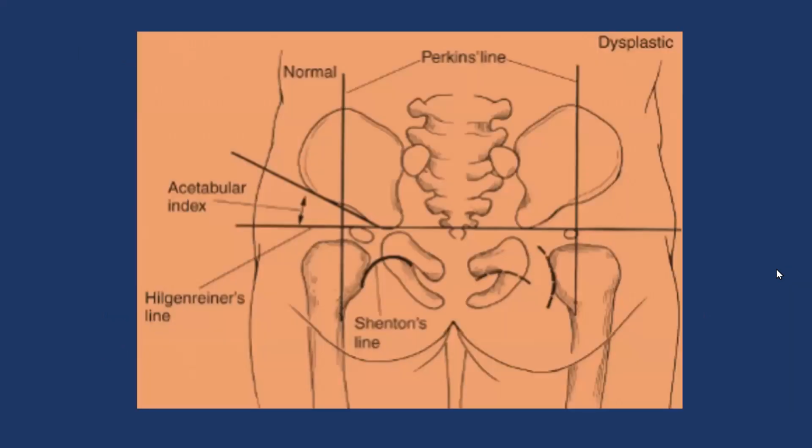This is a diagram that I love. You have to know what is Perkins' line. This is Perkins' line. It is a line drawn perpendicular to the horizontal at the outer margin of the acetabulum. Hilgenreiner's line is the horizontal line drawn in between both triradiate cartilages. Shenton's line passes from the inferior aspect of the neck to the inferior aspect of the superior pubic ramus, and this should be in one arc.